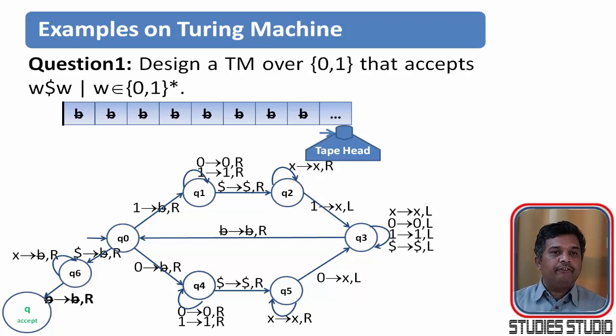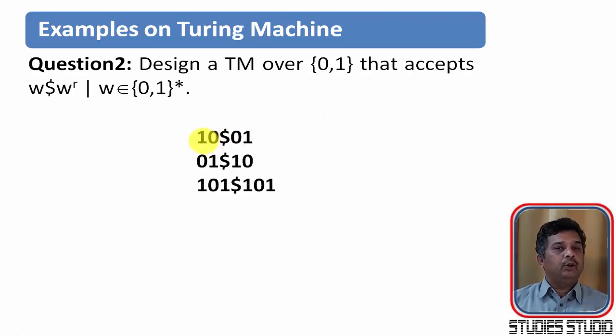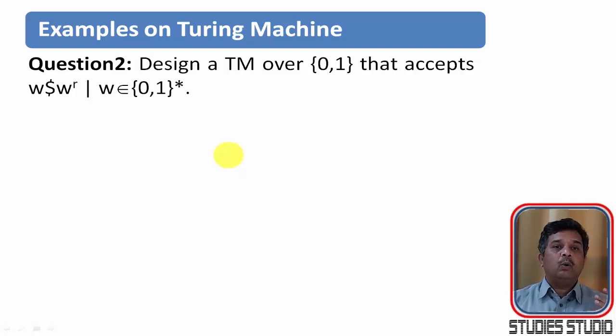Let us try to modify it a little bit. Now we are going to design a Turing machine over 0 and 1 that will accept W $ WR. It means reverse of W. Now you can see here 1 0 belongs to W, then we have written dollar, then 1 0's reverse is 0 1. The next string is 0 1. Similarly, if I am having 0 1 on the left hand side, I must have 1 0 on the right hand side. So how we are going to do it?